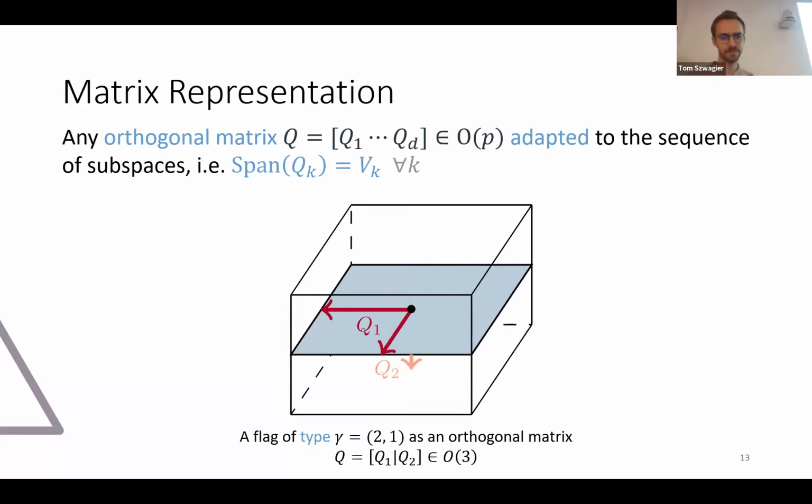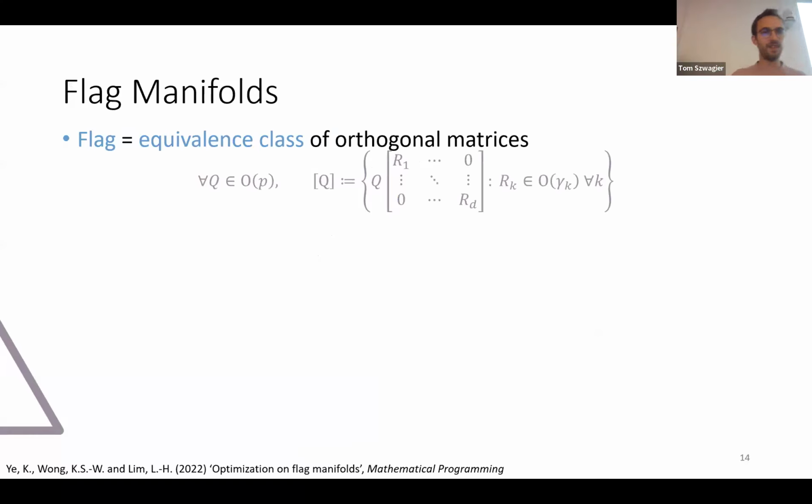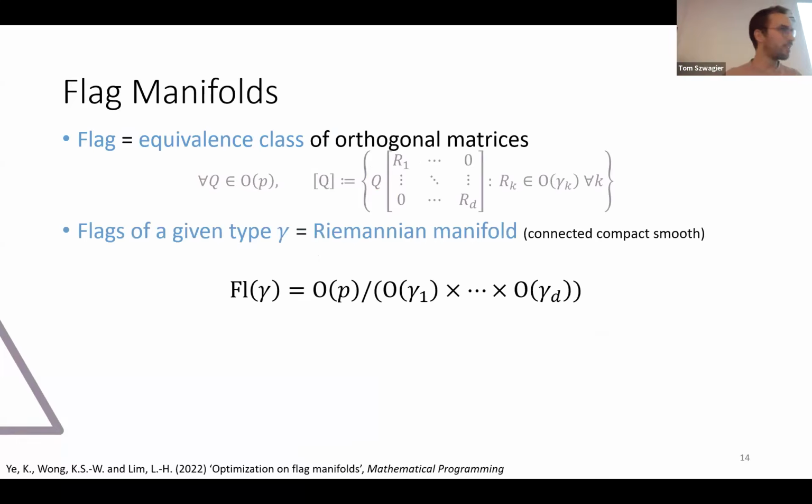So in the end, in more technical terms, flags are equivalence classes of orthogonal matrices. In even more technical terms, the set of flags of a given type is a smooth Riemannian manifold with a quotient structure. It is a quotient of the orthogonal group by some orthogonal subgroups. It might look a bit harsh for non-geometers, but what you have to retain is that you can inherit many properties from the orthogonal group, which is already very well characterized.